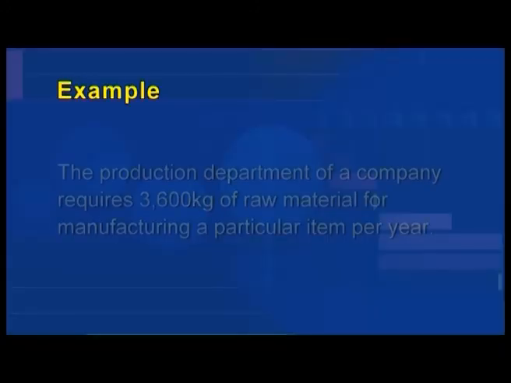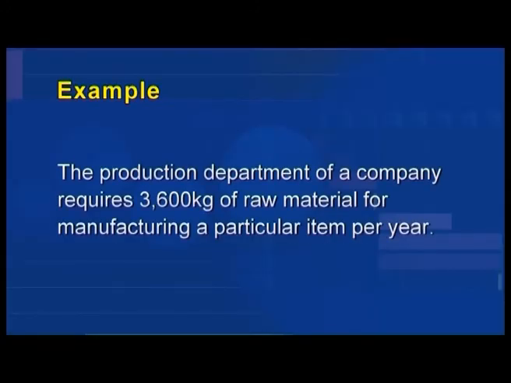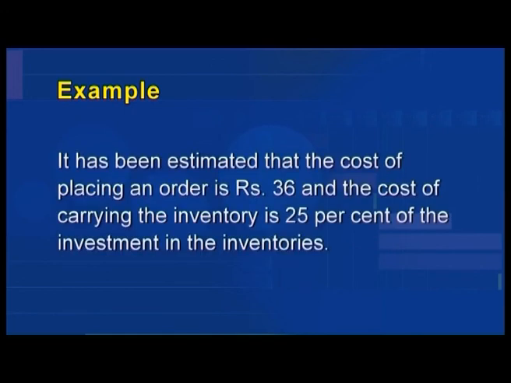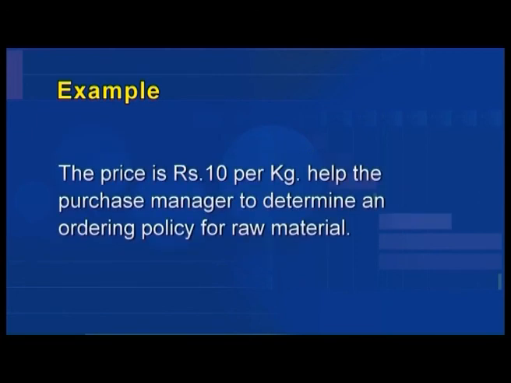Let us take an example to understand the model. The production department of a company requires 3,600 kg of raw material for manufacturing a particular item per year. It has been estimated that the cost of placing an order is 36 rupees and the cost of carrying the inventory is 25% of the investment in the inventories. The price is 10 rupees per kg. Help the purchase manager to determine an ordering policy for raw material.